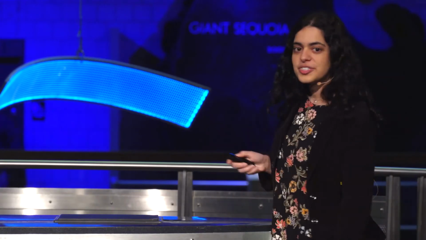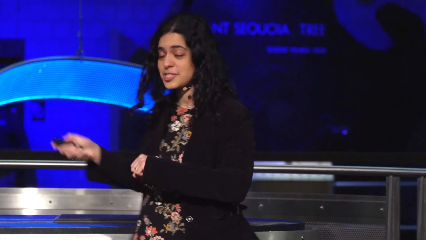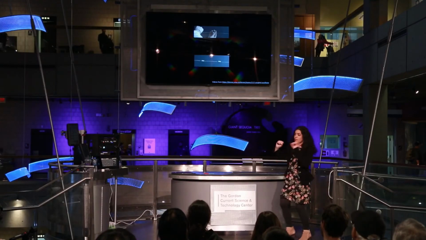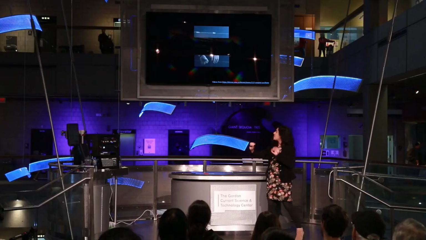Now, I'm going to show you some videos of somebody exciting both this mode and this mode on that spring. So the top one, he's exciting this mode. The bottom one, he's exciting this mode.